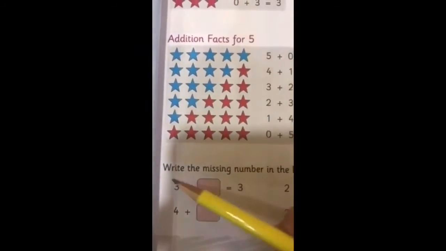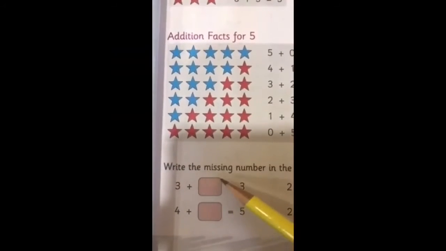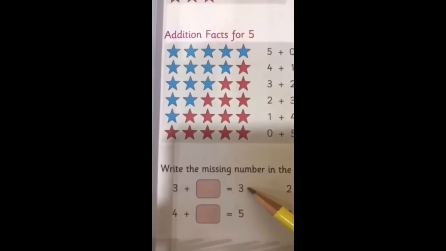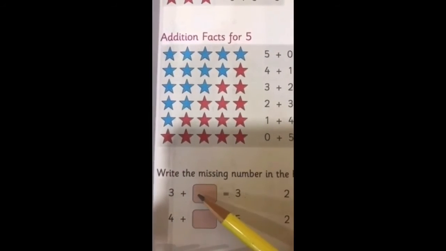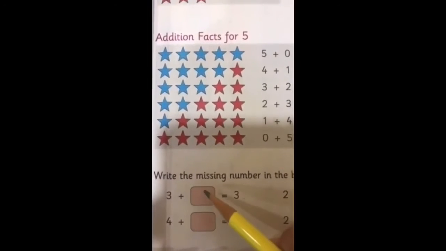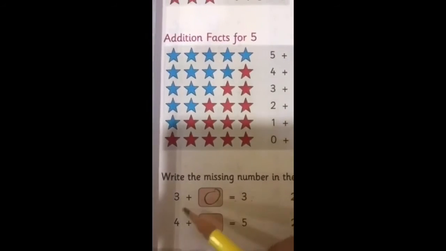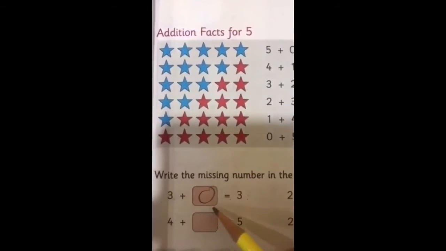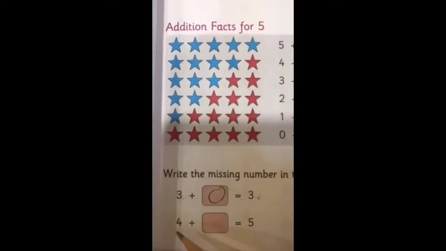This 3 plus dash equal to 3. Here the answer is already 3. So what do you think? What is the missing number here? Yes, if we put here 0, the value will remain the same. So 3 plus 0 equal to 3.